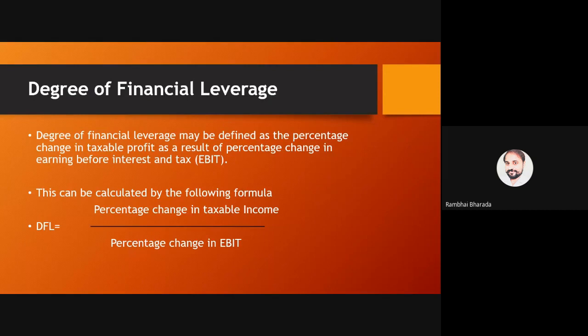So percentage change in taxable income, it means PBT, profit before tax, upon percentage change in EBIT. Yes, if the EBIT will increase, profit before tax also increases. If the EBIT will decrease, profit before tax also decreases. दोनों एक ही डायरेक्शन में मूव होंगे, either increase or decrease. In economics language, we can say a positive relation between EBIT and PBT.